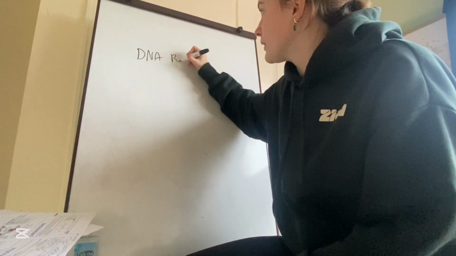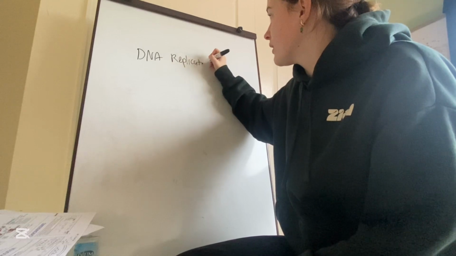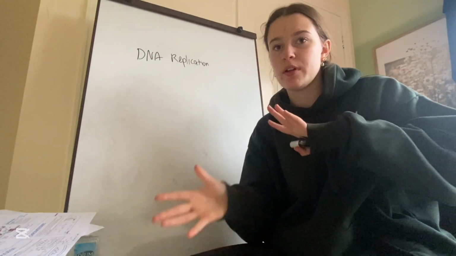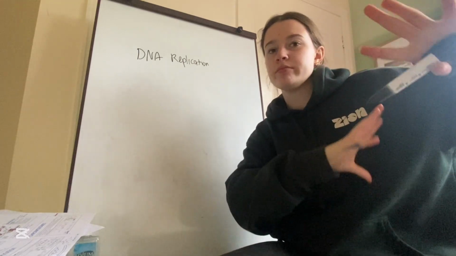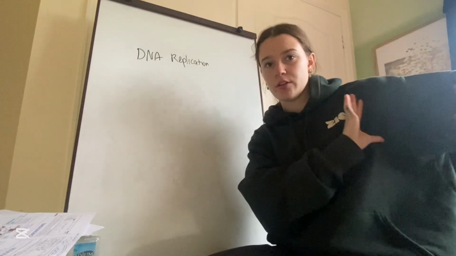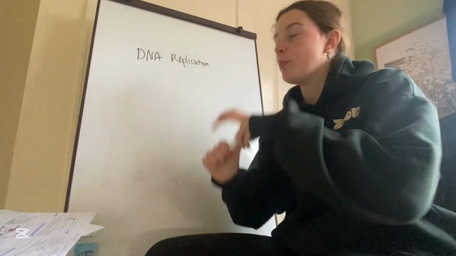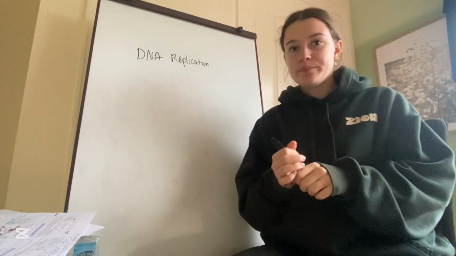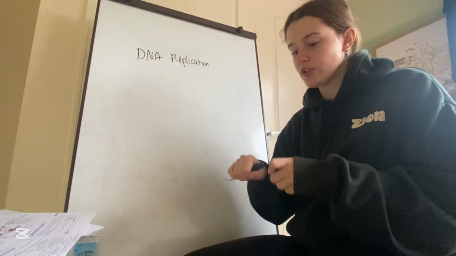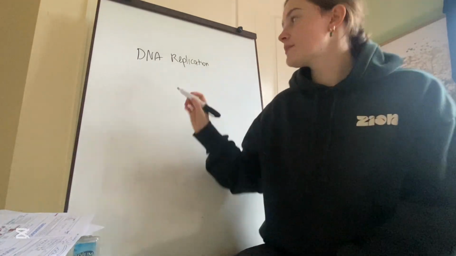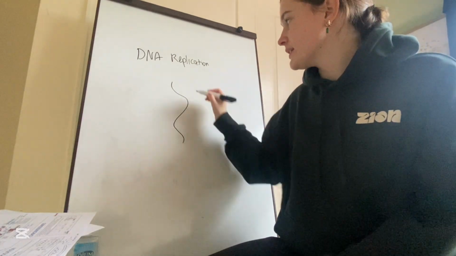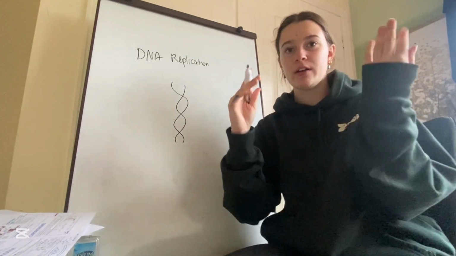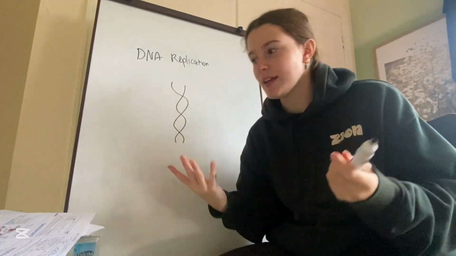DNA replication happens during interphase, which is part of cell division, the cell cycle. I'll talk about the whole thing, but specifically DNA replication. The way DNA is structured, it's called a double helix. What that means is it's two strands that wrap around each other.